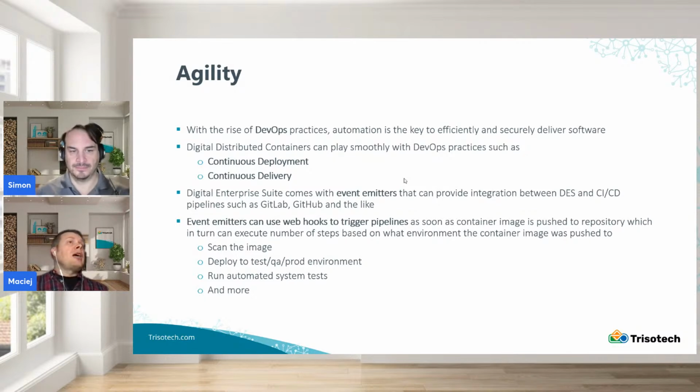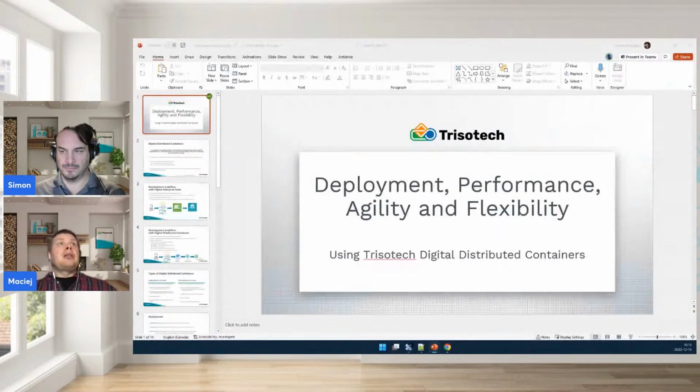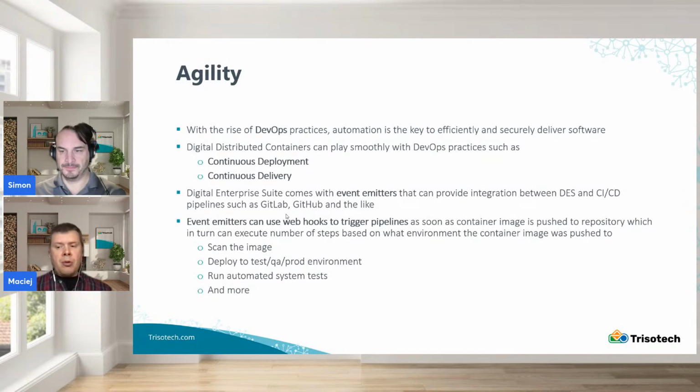But at the same time, being able to integrate smoothly with those practices enables a lot of additional use cases. And I'm talking mainly here about the CI and CD pipelines, or the continuous deployment, continuous delivery. And Digital Enterprise Suite is actually coming with something that you might have heard on the previous webinars, something called event emitters. That is actually an internal mechanism that reacts to things happening within the platform and can call an external system as well. And for this particular scenario, we're going to use the event emitters as webhooks that allow us to trigger the CI and CD pipelines.